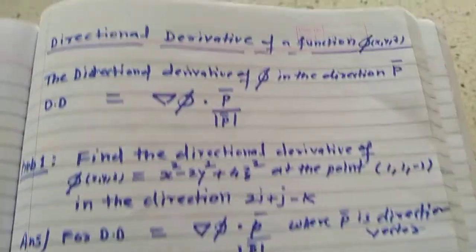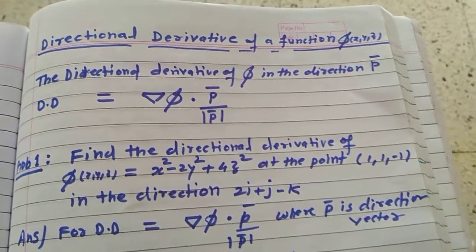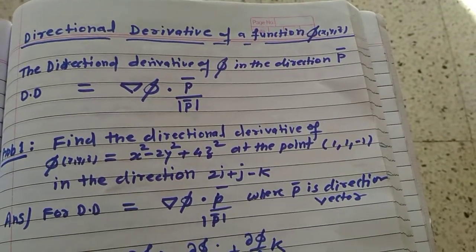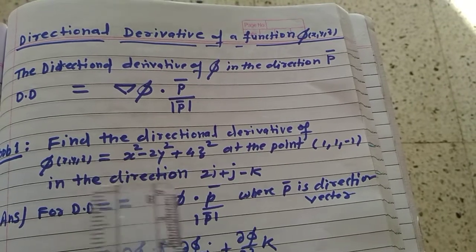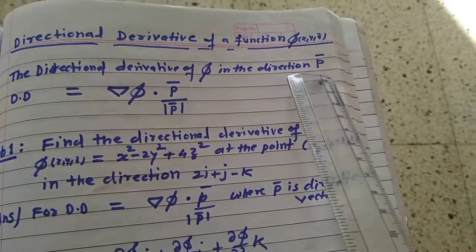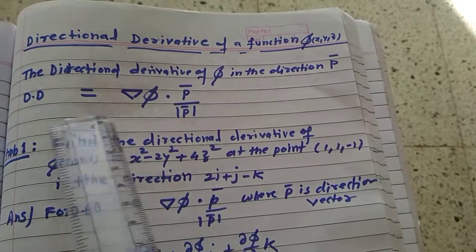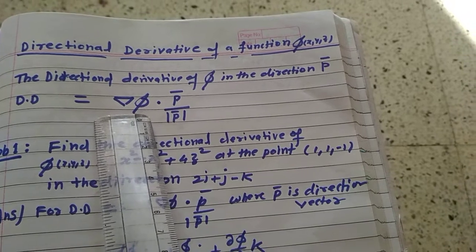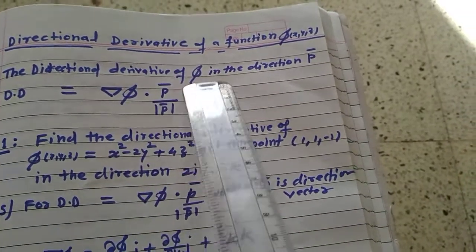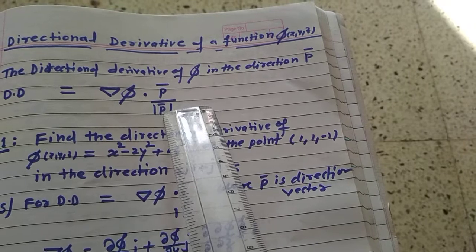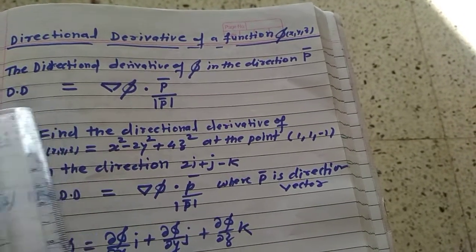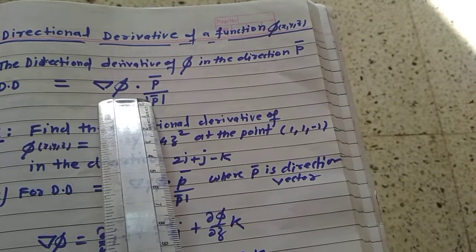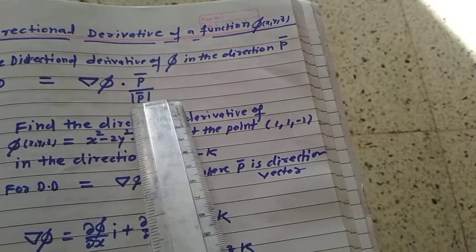Now, next topic, directional derivative of a function phi. Phi is a scalar quantity. The directional derivative of phi in the direction p. I have taken the direction as p; you can use any name here. So the directional derivative is equal to del phi dot the unit vector of the direction, that is, the direction vector upon its magnitude. Whenever you want to use this definition, first find del phi and then take the dot product with the unit vector of the direction.